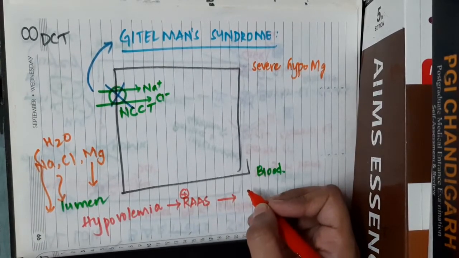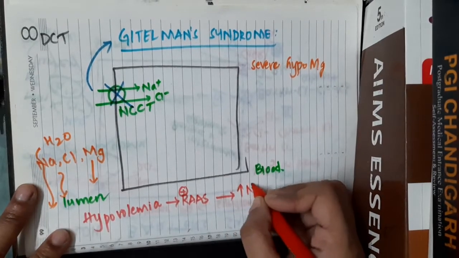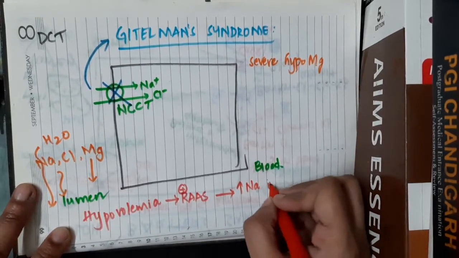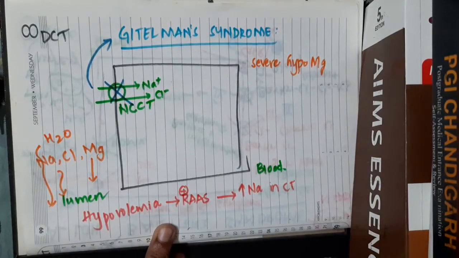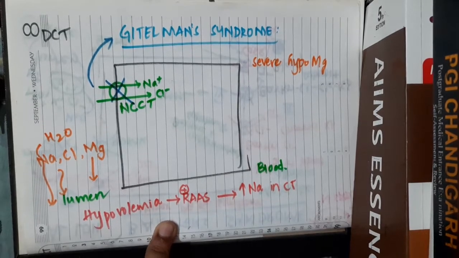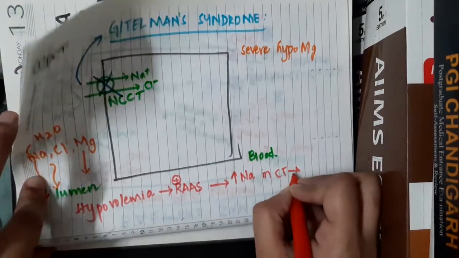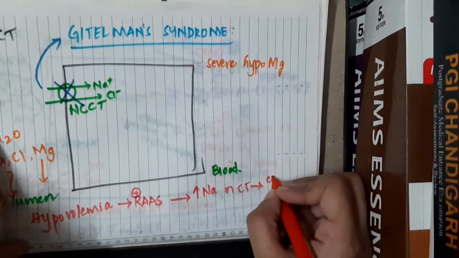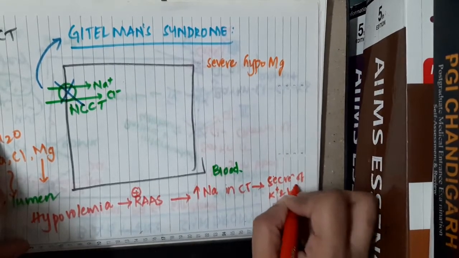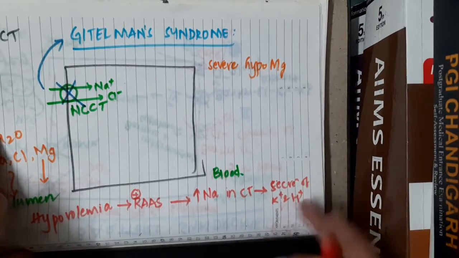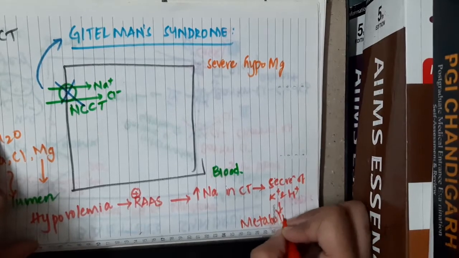Because of this activation of the renin-angiotensin-aldosterone system, there is increased absorption of sodium in the collecting duct. Whenever there is absorption of sodium in the collecting duct, there is secretion of potassium and H plus ions. So because H plus ions are secreted, this will result in metabolic alkalosis.